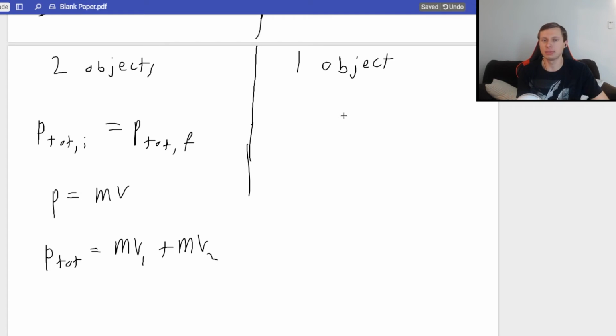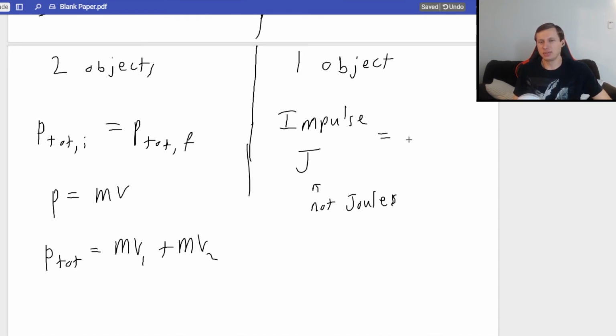And then for one object, we have this equation instead. Impulse, which uses the symbol J for no reason. I don't know why they chose this, but impulse is also known as J. This is not joules. This is impulse, capital J. And this is equal to, there's two equations we have. One is force times time. The other is delta P, change in momentum. Both of these equations work.